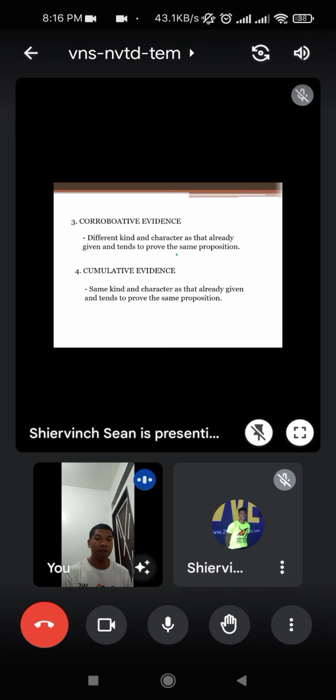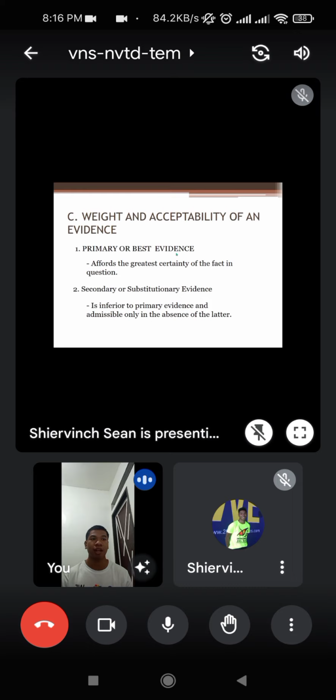Next is the weight and acceptability of an evidence. There are two: the primary or best evidence, and the secondary or substitutionary evidence. Primary or best evidence is the evidence that affords the greatest certainty of the fact in question. In short, it is the greatest fact that can answer a question.